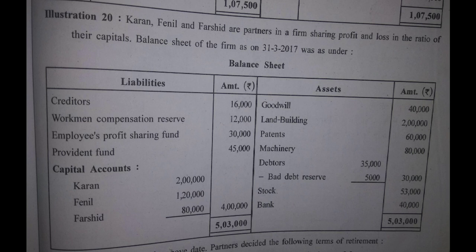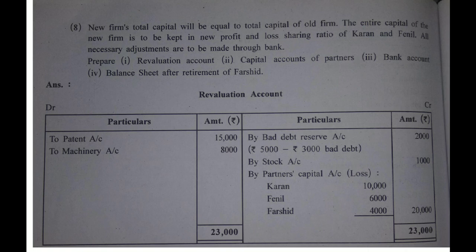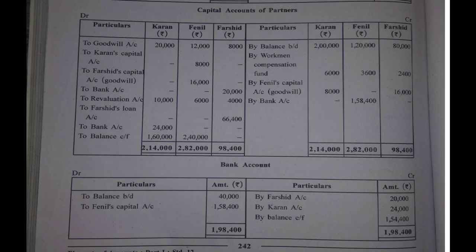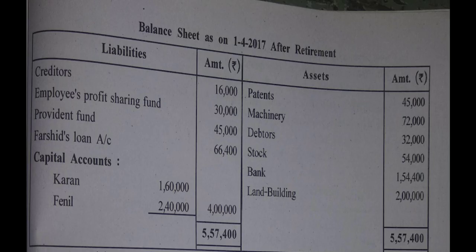Please understand the difference between these two things, workmen compensation reserve and employees profit sharing fund or workers profit sharing fund. There is a difference between these two. Compensation reserve can be distributed and profit sharing fund cannot be distributed. It is to be shown in the new balance sheet. Here it is, employees profit sharing fund.